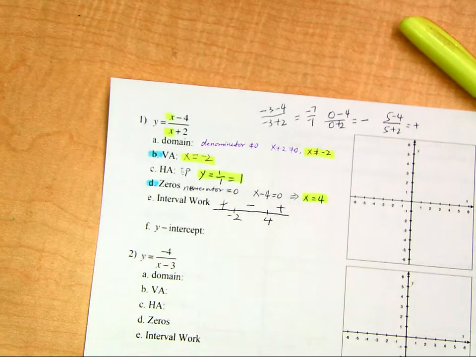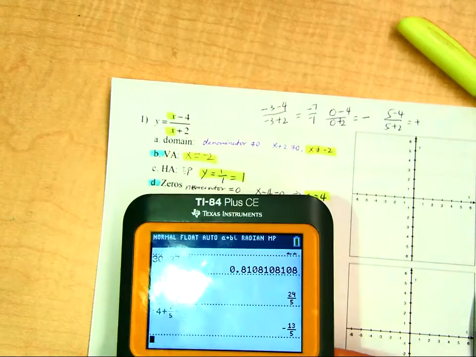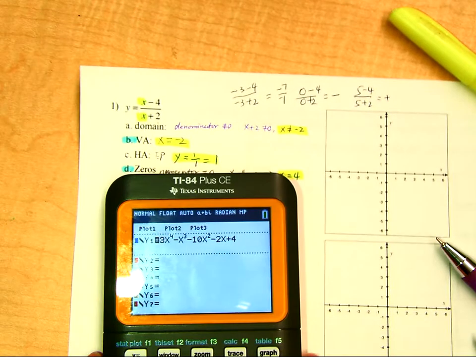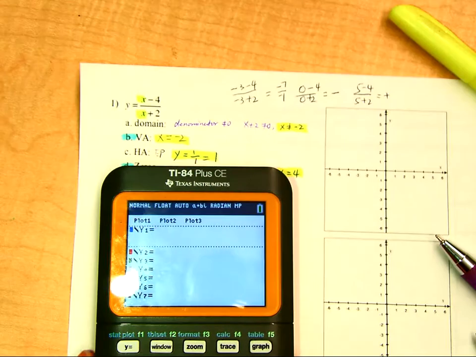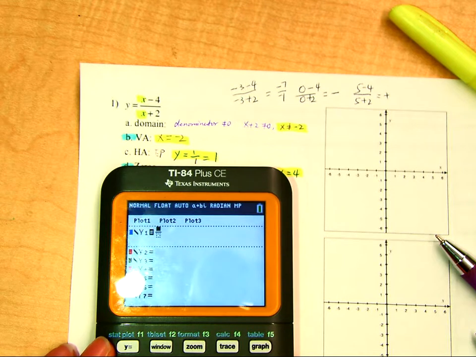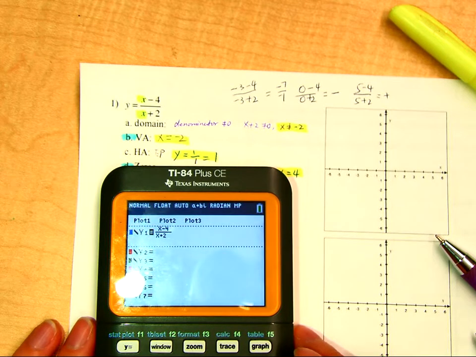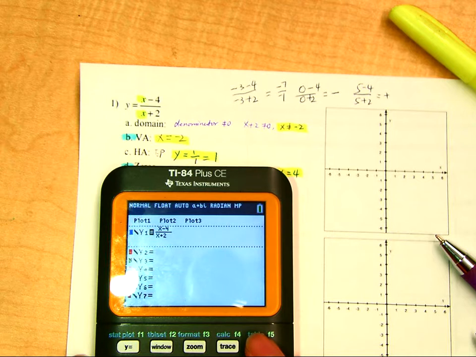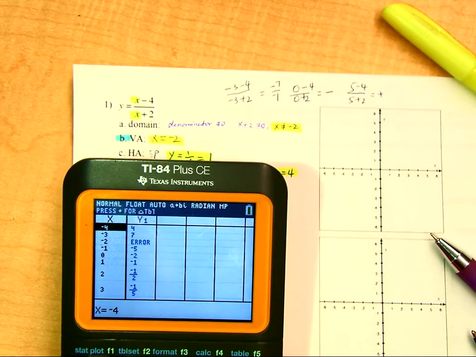Another way of doing this is by using a calculator. First, you go to y equals and graph this function. Change to fraction, so it will be x minus 4 divided by x plus 2. Okay. After you've done this, you go to table, and then look at all these values on the table.